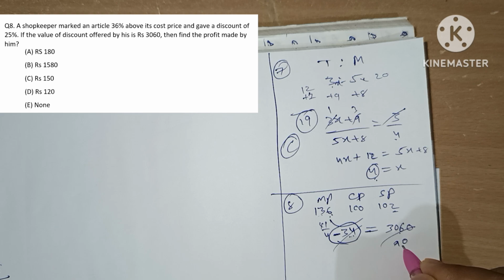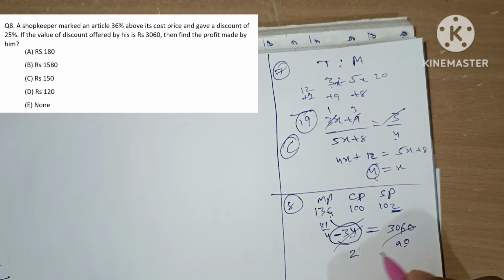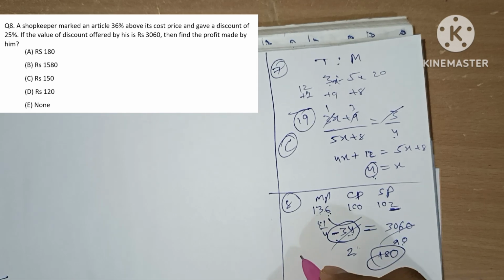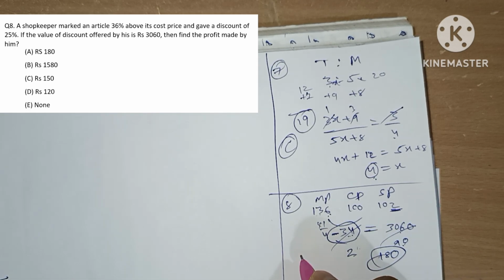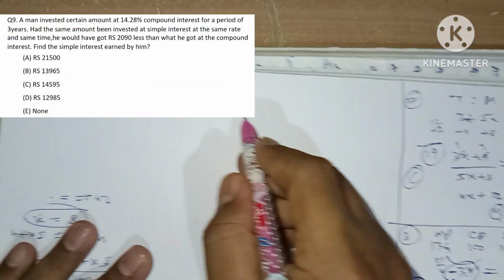What the question asked is, find the profit earned by him. We got a profit of 2 parts. One part value is 90, so 2 parts value will be 90 into 2, 180. So the answer will be 180. Option A is our answer. Question number 9.